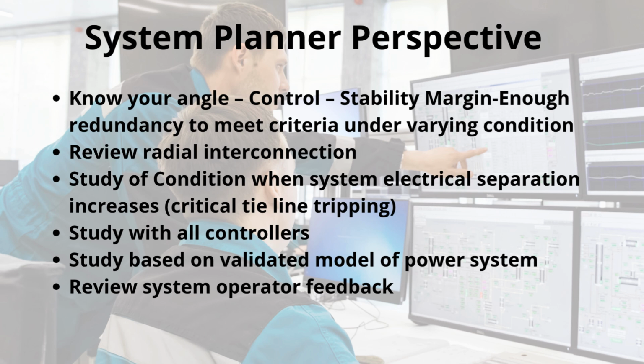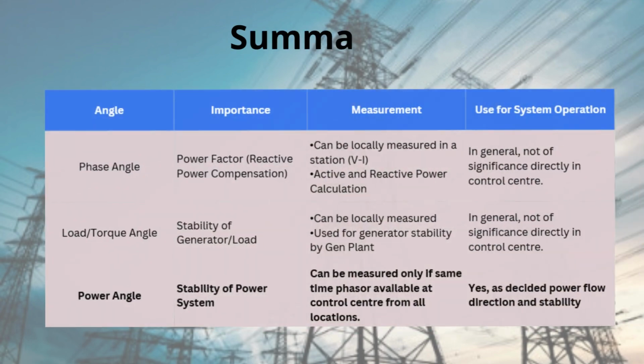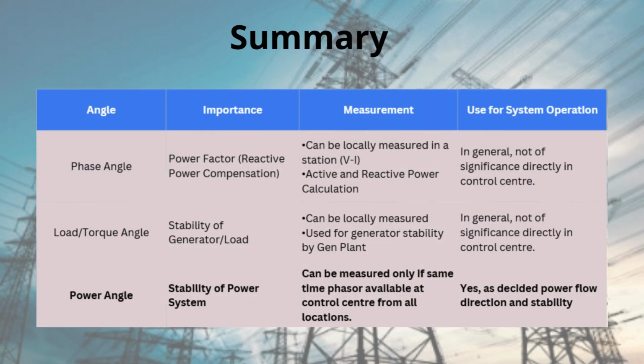Okay, so just to quickly recap that summary table from the source. Phase angle. Mainly about local power factor, reactive power. Important locally, but not usually a major focus for the main control center. Load torque angle. That's about the stability of the individual generator or motor. Again, vital for the plant operator. But the angle value itself isn't typically monitored centrally. Its consequences are, though. Right. But power angle, that's the big one for the system view. That's the one. All about overall system stability.